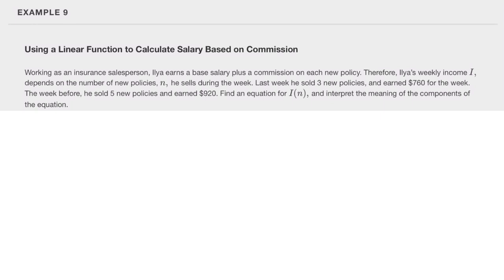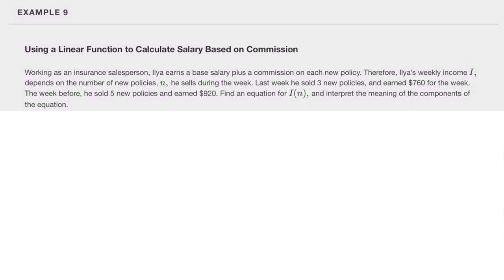So, example 9, using a linear function to calculate salary based on commission. Working as an insurance salesperson, Ilya earns a base salary plus a commission on each new policy. Therefore, Ilya's weekly income, I, depends on the number of new policies he sells during the week. Last week, he sold 3 new policies and earned $760 for the week. The week before, he sold 5 new policies and earned this. Find an equation I of n and interpret the meaning of the components.